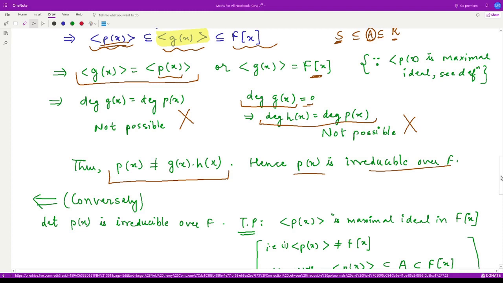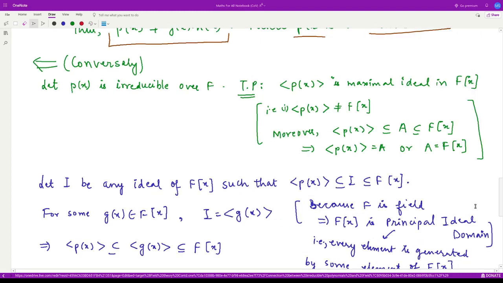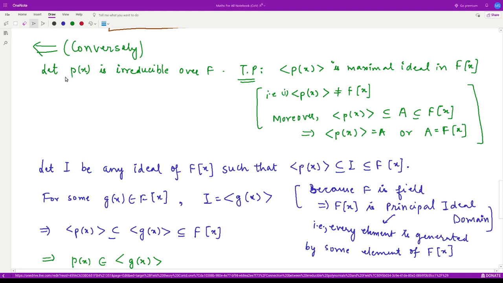Let us see the sufficient part. That means conversely, we have assumed that this polynomial p(x) is irreducible over F. And now we need to prove that the ideal generated by this polynomial is a maximal ideal in F[x]. So for proving this to be a maximal ideal, what we should prove? We should prove that if we have any ideal A in between the ideal generated by p(x) and F[x], then this A should either be equal to the ideal generated by p(x), or it should be equal to F[x] itself. So we shall prove this thing.